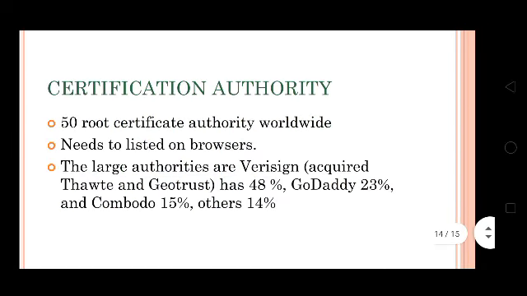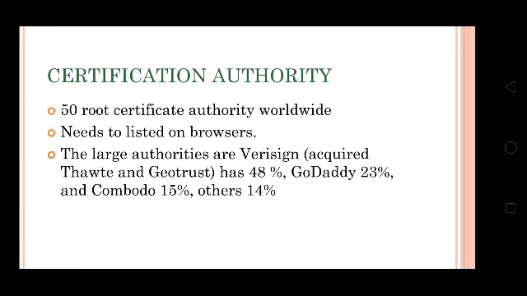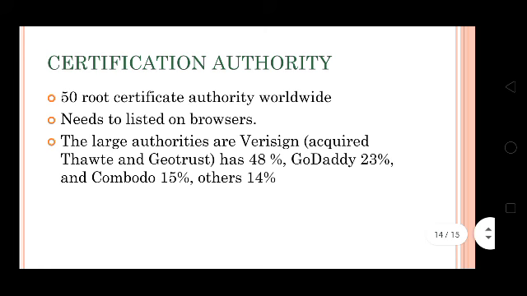Now the next point is certification authorities. Which are the different certification authorities? All over the world there are a number of certification authorities. Out of these, the most popular are GoDaddy, then VeriSign, that is GeoTrust, and Comodo. If you visit this website, you will get the procedure for how to get the SSL certificate.